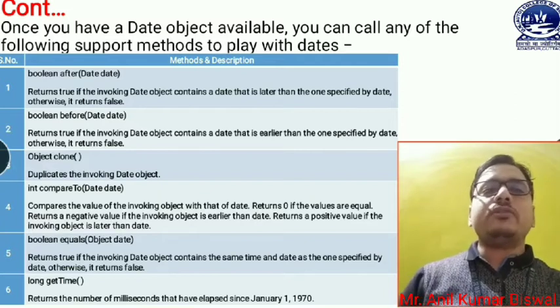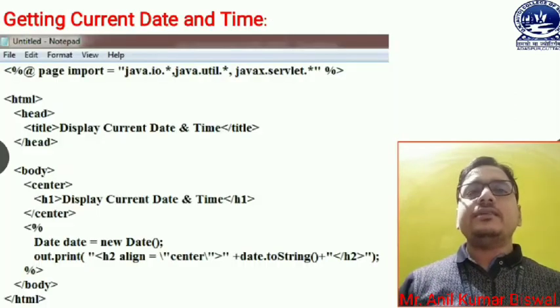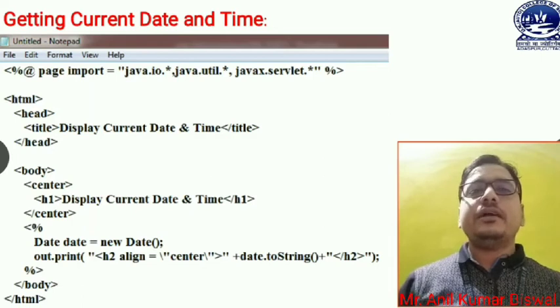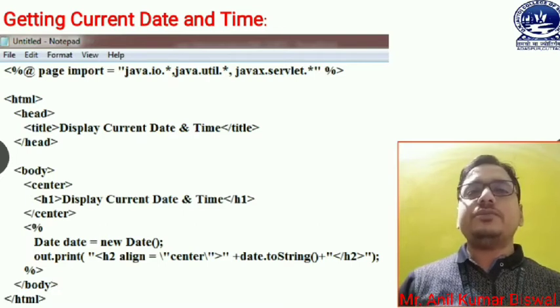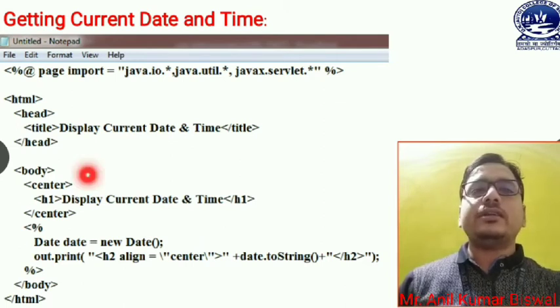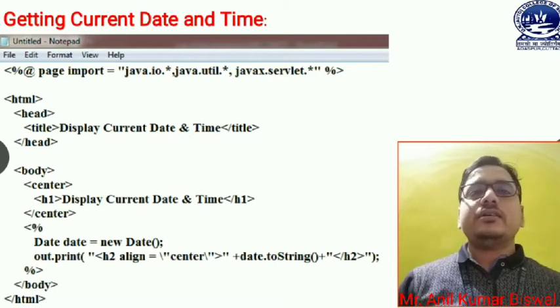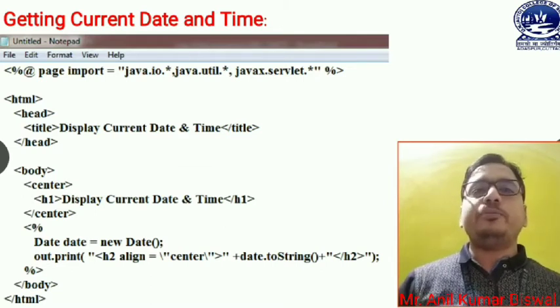Next we are going to discuss how to display the current date and time, which is already mentioned in this slide. First of all, in this slide we have some JSP coding, and the JSP code may be saved with the .jsp extension. In this JSP file we have the page directive. In that page directive we have already mentioned how to use a package, which must be imported through the import attribute.